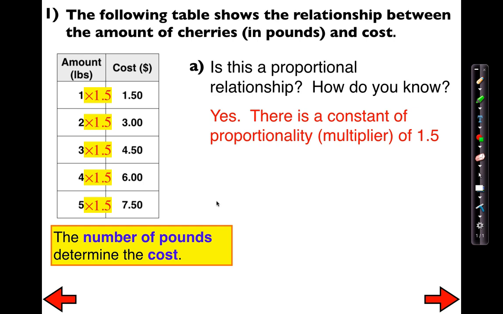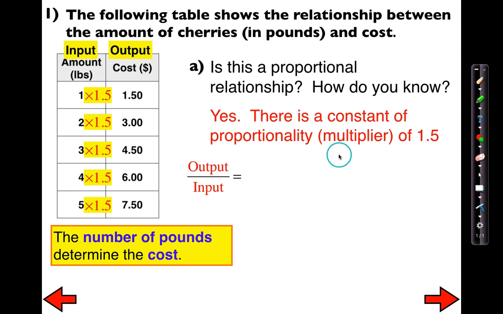So why is this important? Because we need to know what is considered the input and what is considered the output. The input is the independent information, and the output is the dependent information. So since cost depends on the number of pounds, cost is the output. It is dependent, and the amount is the input because it's independent.